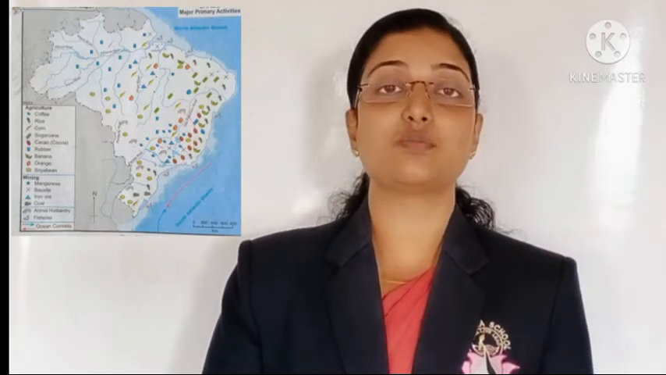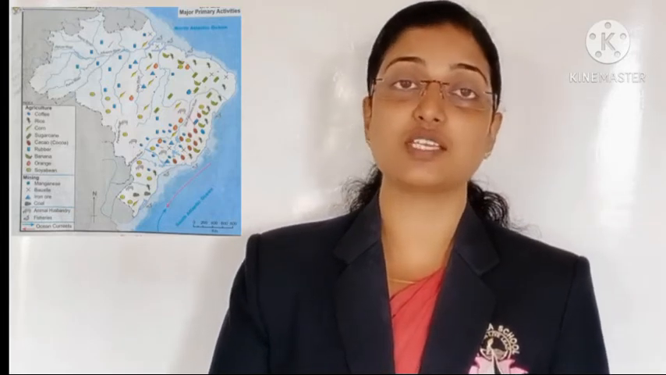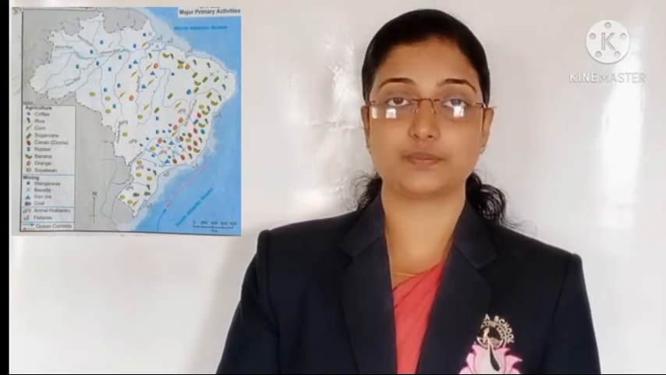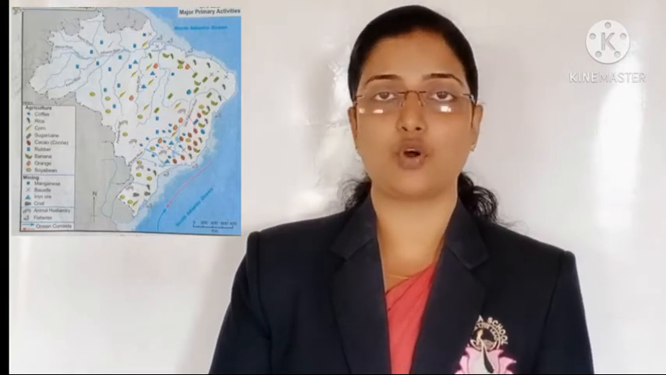Next one, it is mining. For production, we can see the southeastern part of the country. A lot of crops are produced in the southeastern part of the country. In the same manner, in the northern part, rubber plantation is more. According to the climatic factors and the availability of water, the crops which are produced in different parts of the country are also different.